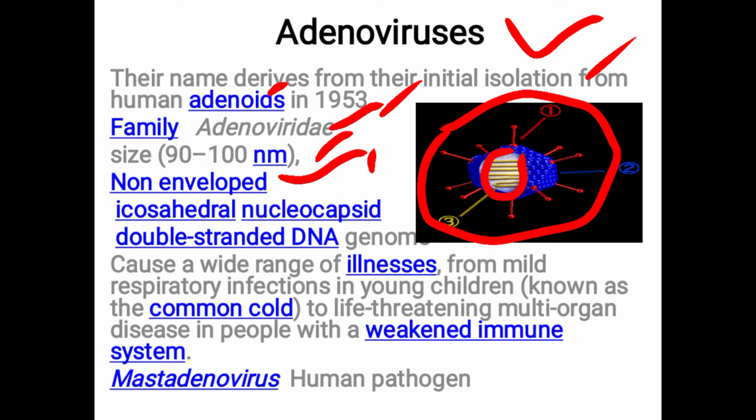Now, actually, these viruses cause a wide range of illnesses, from mild respiratory infection in young children, such mild infections being known as the common cold, to life-threatening multi-organ disease in people with a weakened immune system. The best example of a human pathogen is the mast adenovirus. They cause human disease.